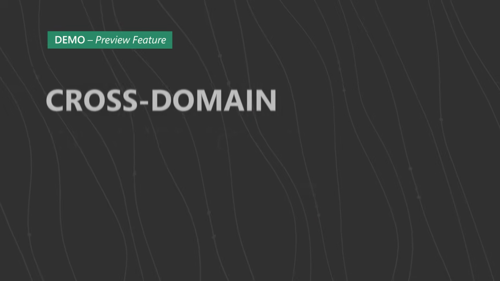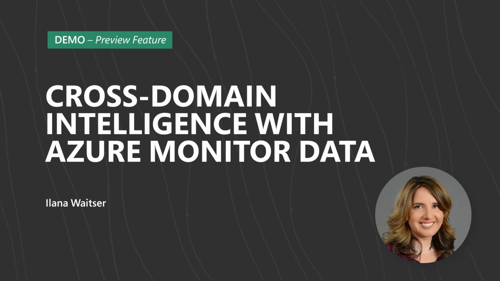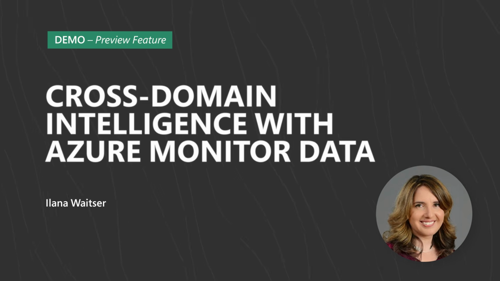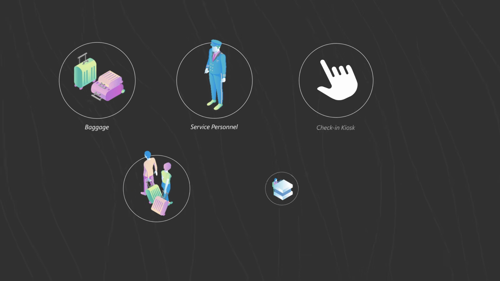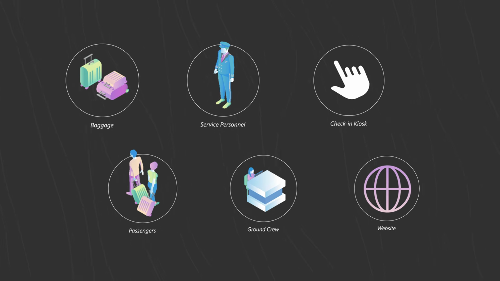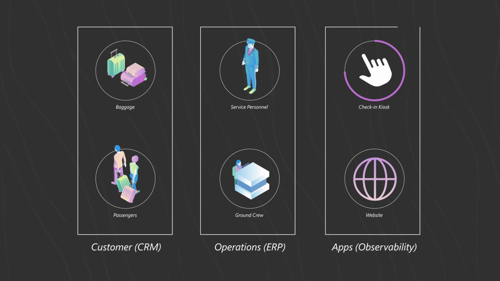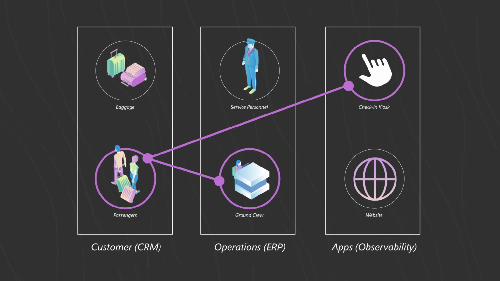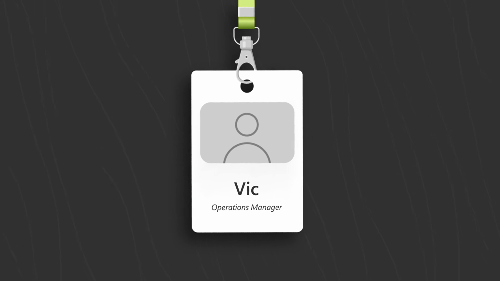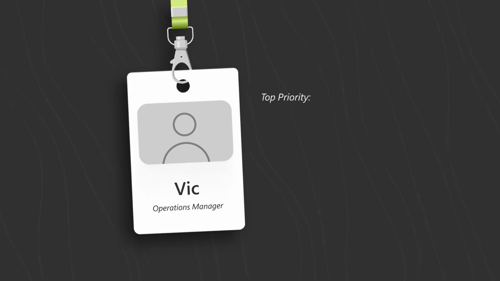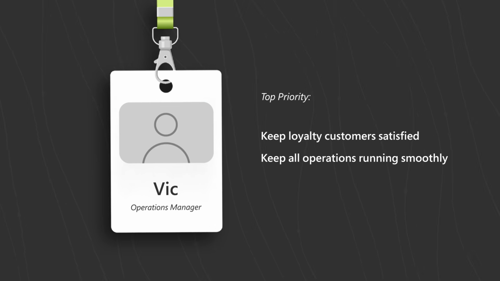Let's look at the challenges that Zava Airport faces today, where monitoring and business data are disconnected. Zava's monitoring and business data exist in separate silos. When kiosk issues occur, IT sees alerts, but business teams only see the impact later, when customers are already affected and costs increase. Vic is an operations manager, responsible for keeping loyalty customers satisfied and operations running smoothly.